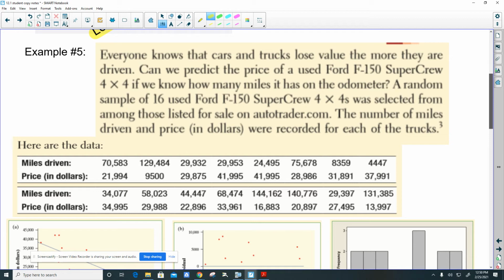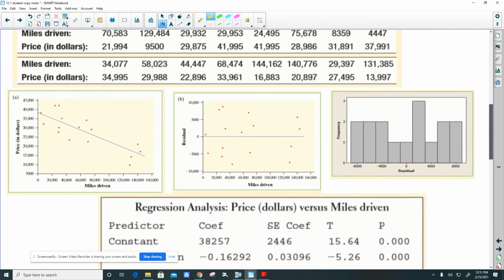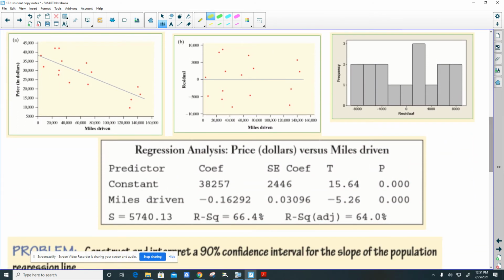Now here's the good news. Most of this data is provided for you. I did give you the raw data. You do not need to type that into your calculator because I have all of these graphs already provided for you. And again, this is what I often see on these problems. I've seen a lot of free response questions that already give you the residual plot, the original scatter plot, and a histogram of your residuals. So let's make sure we're comfortable with what we're looking at here.